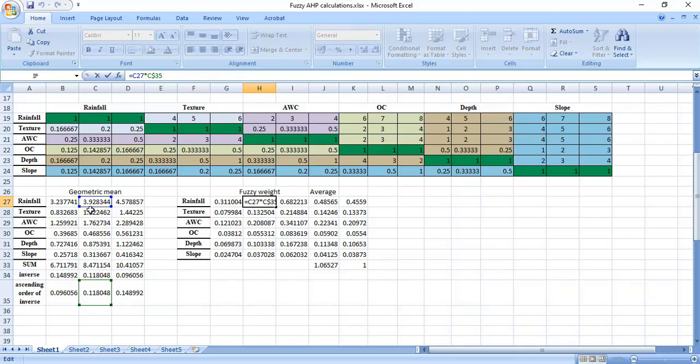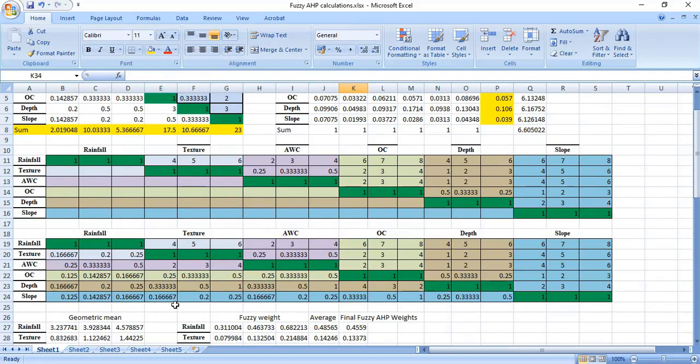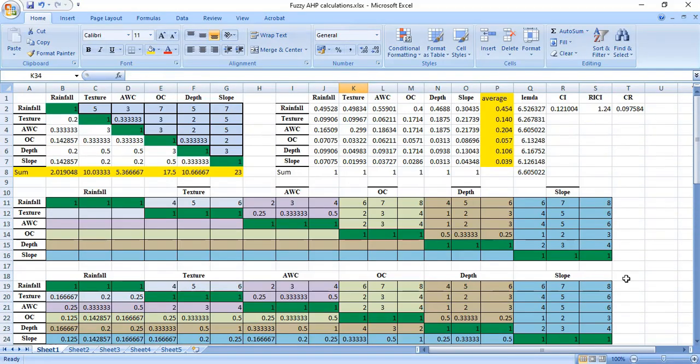Again, the multiplication for the rainfall second cell, then for the third cell, and then we get the average of each cell, and it may exceed 1, so we have to normalize it. So the final weight will be this one. I will write here the final fuzzy AHP weights. So this is how we can fuzzify the AHP weightage in Excel.